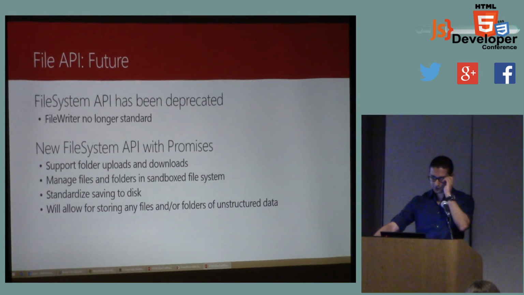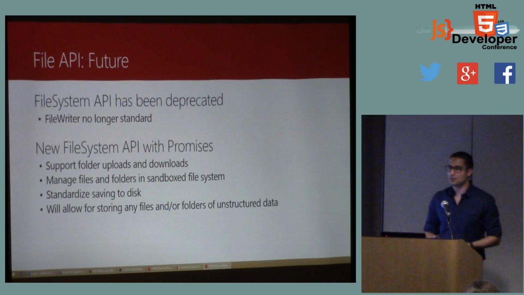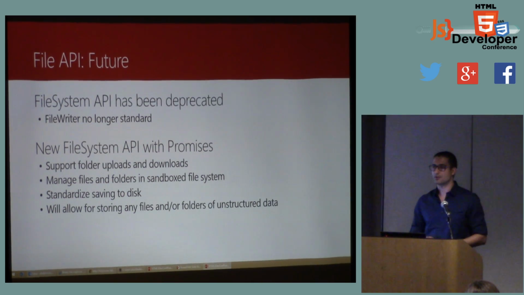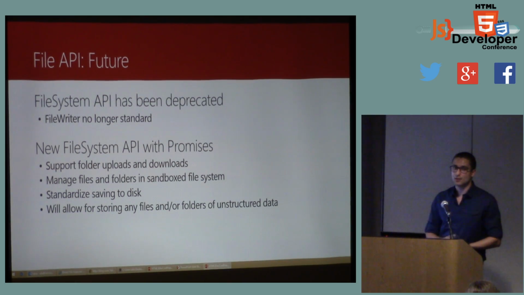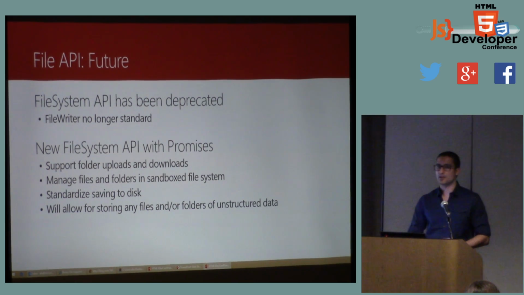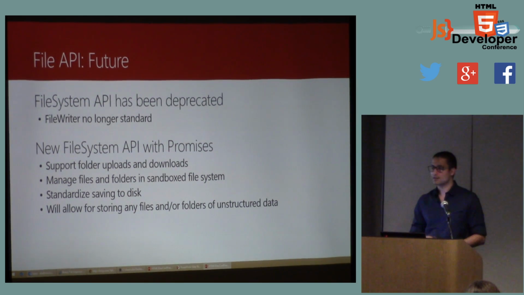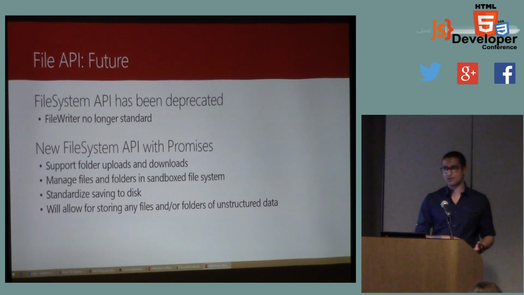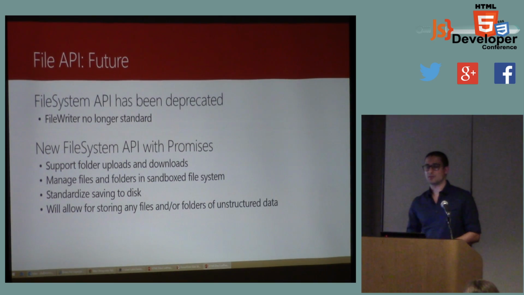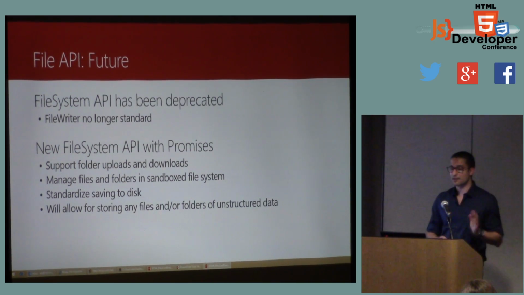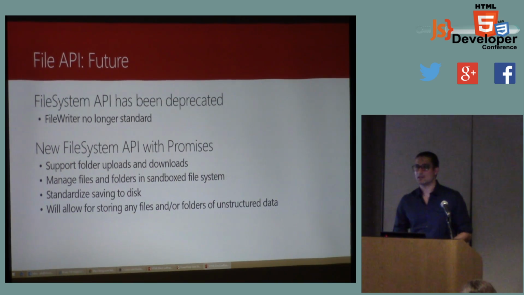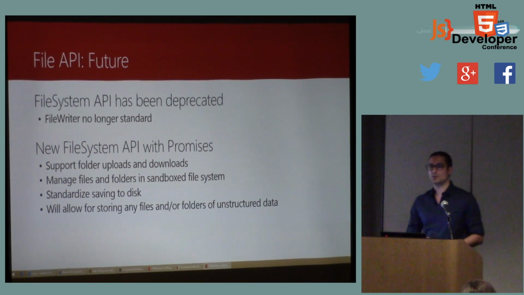So for the future, the File System API, which has been supported in Chrome for a little bit of time now, has been deprecated from the W3C, which effectively means the file writer also has been deprecated, which allowed us to do things like saving files right to the disk. So there's a new one that's coming up. I think Mozilla is writing it up right now. It's a File System API with promises, and it will allow for much of the same scenarios that we were getting with the file system API that exists in Chrome right now.